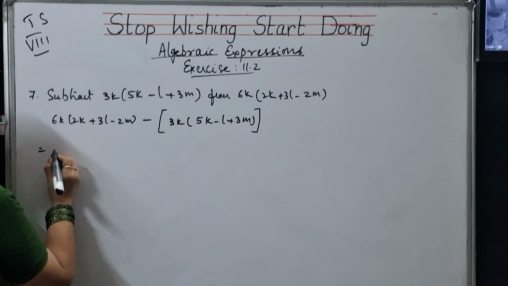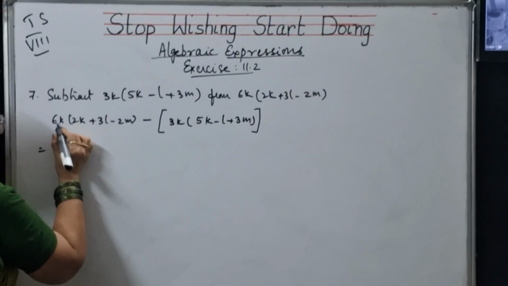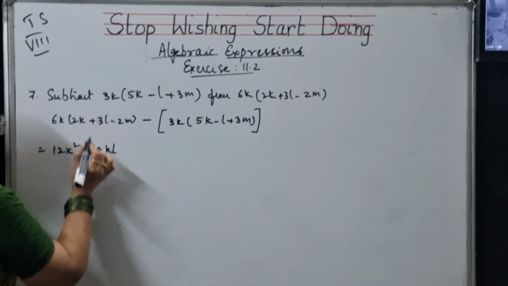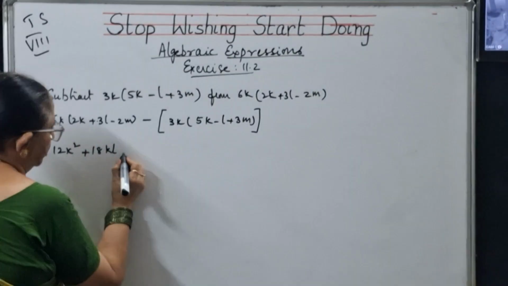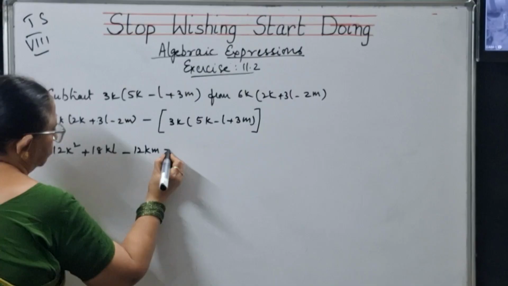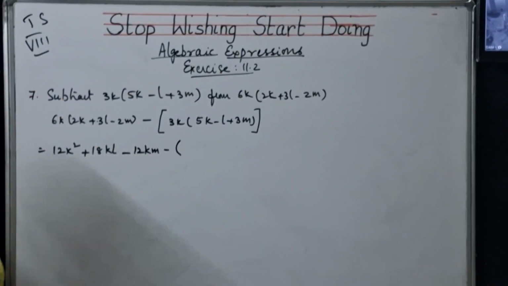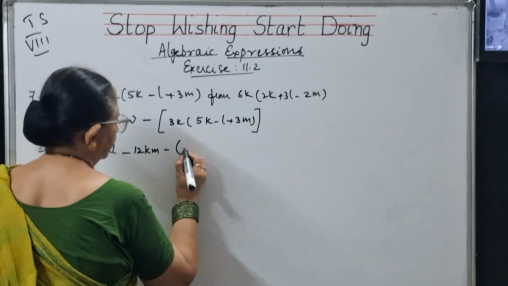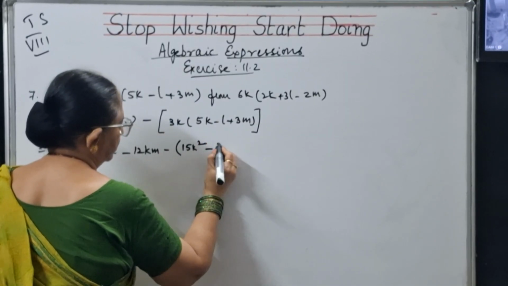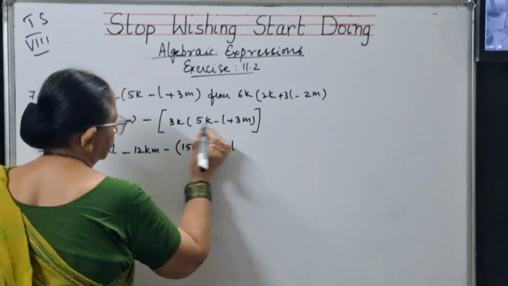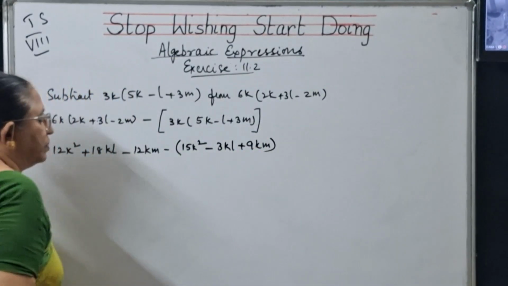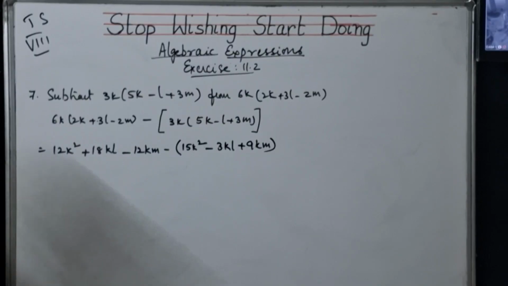So this is equal to 6 2s are 12k square, 6 3s are plus 18kl, because plus into plus is plus. Again, plus into minus is minus. 6 2s are 12km, minus of 3 5s are 15k square, plus into minus minus 3kl, plus 9km. This is what we have got. Now open the bracket.